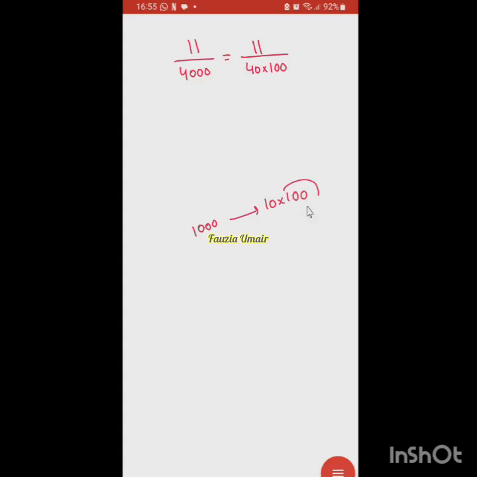Why? Because this 100 will give me the percent sign. One time there was 10,000 in the previous question, so I wrote it down as 100 multiplied by 100. Right? So this will give me the percent. Now in this question, it is 4,000, so I will write it down as 40 multiplied by 100. Now this by 100 will give the percent sign. So it is 11 by 40%.